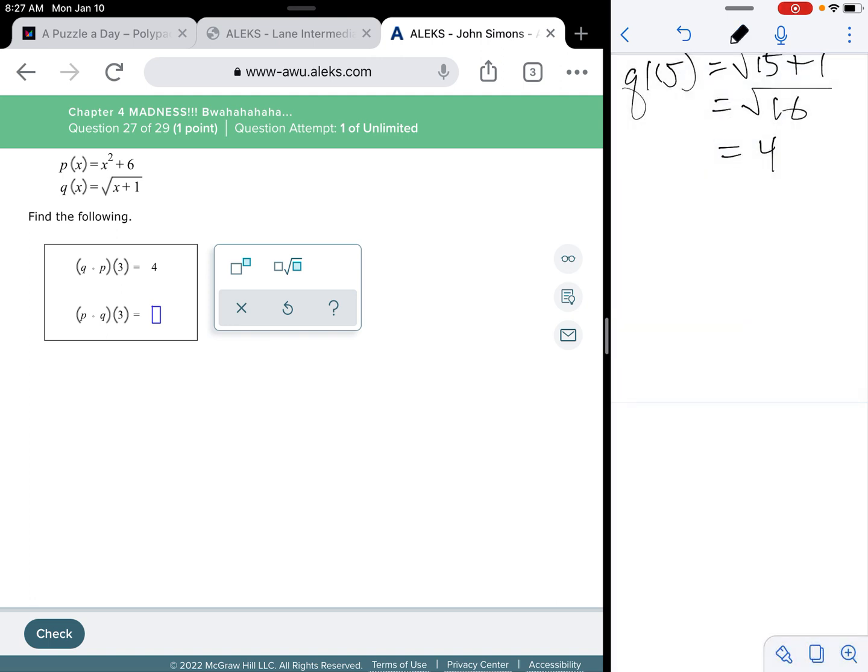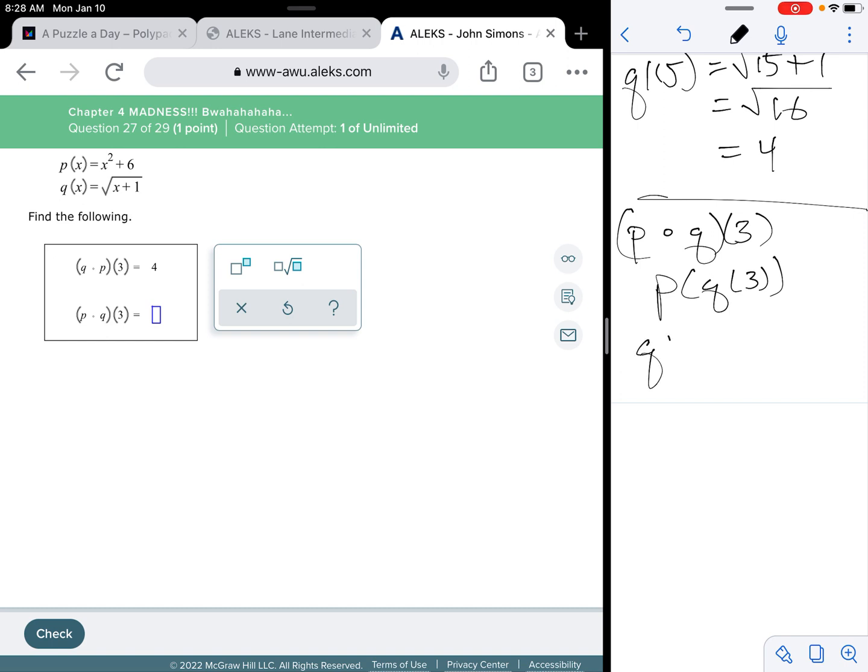All right, now we're going to do the same thing, except we're going to go the other way, because this one says P of Q of 3, which is another way of saying this. Find your Q of 3 and then put that value into your P function. So we're going to do that.